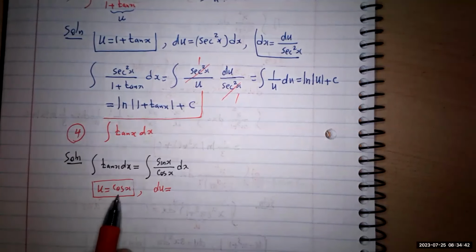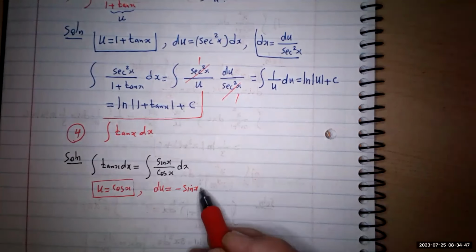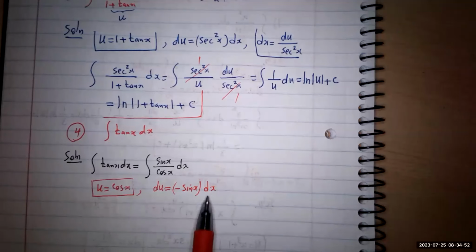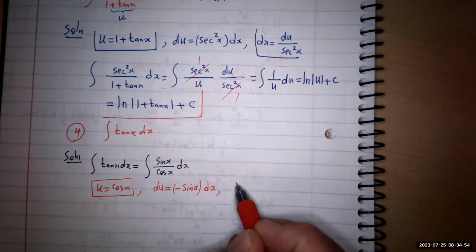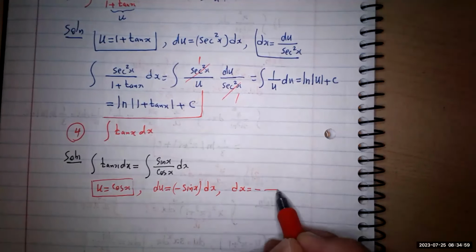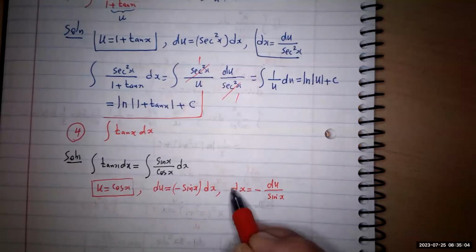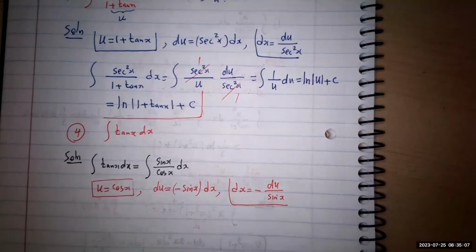Now the derivative of cosine, of course, is negative sine x, but times the dx. So you have to find the dx. So what's going to be the dx? Dx is going to be equal to negative du on the top and sine x on the bottom. So that would be your dx. There is a negative sign here, so make sure that you don't miss it.